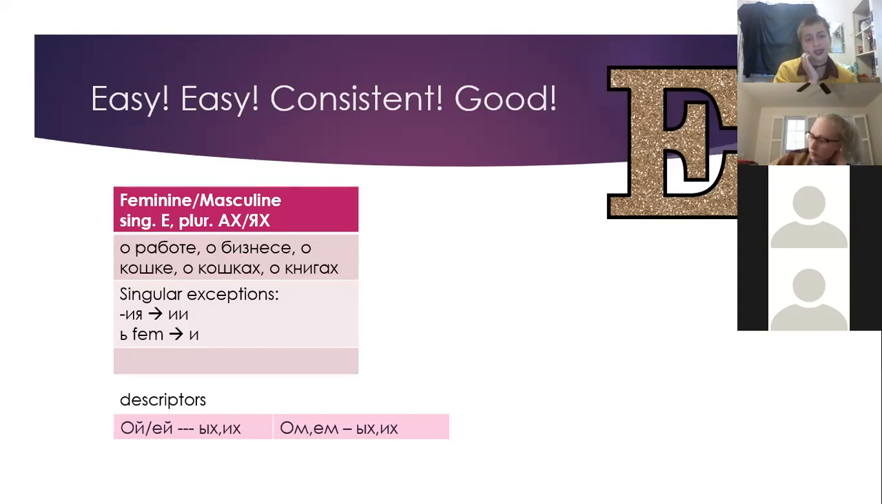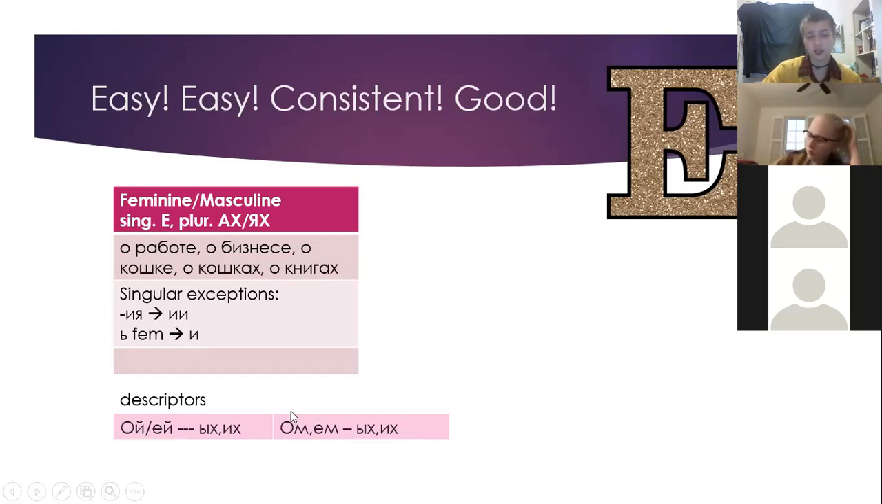О работе, о бизнесе, работа, о работе, бизнес, о бизнесе, о кошке. Of course, there are exceptions. Like if it's an IA word, Россия, that's going to be EE. О России, about Russia. If it's a feminine word with a мягкий знак, жизнь, life. Поговорим о жизни. Let's talk about life. That's the E ending. And plurals are pretty much always going to be ach, or its soft counterpart, ech. O koshkach, o knigach.